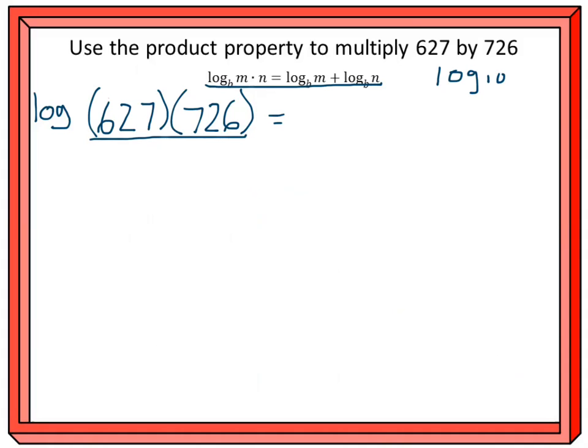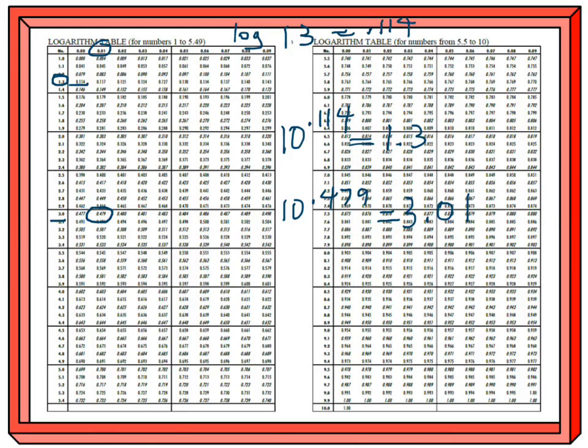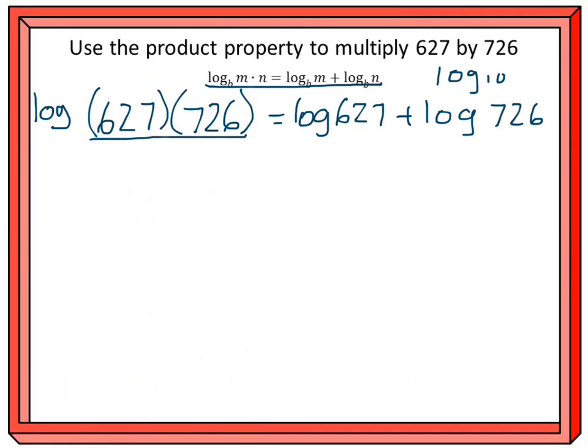So this turns into the log of 627 plus the log of 726. Okay, so now we're about to run into another problem. If I look back at this log table again, notice that all I have are the numbers 1 to 4.9, 5.49, and 5.5 to 10. So in other words, I can only go from 1 to 10 on my log table. So here's the trick. We're just going to turn each of these numbers into scientific notation.